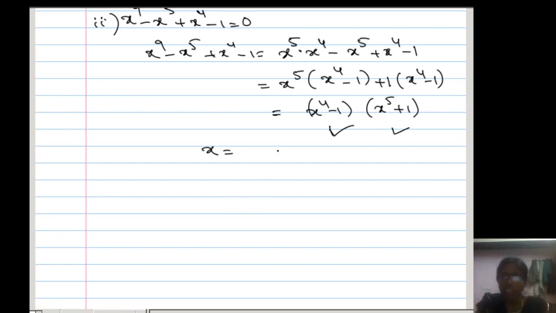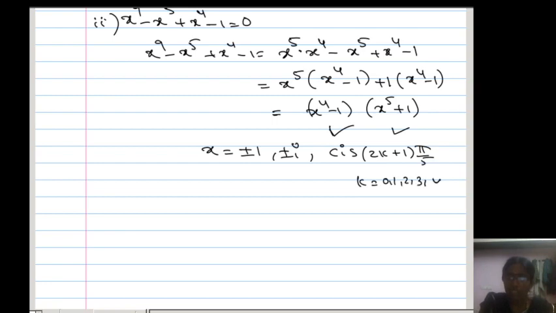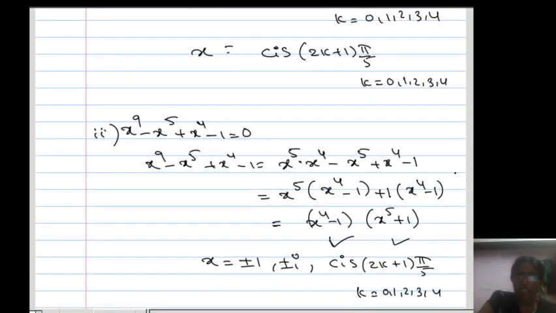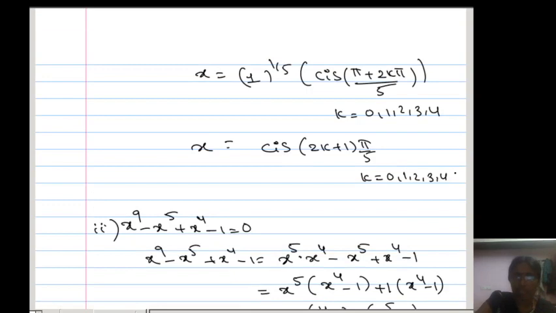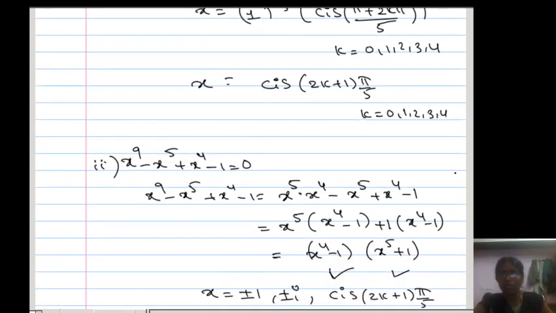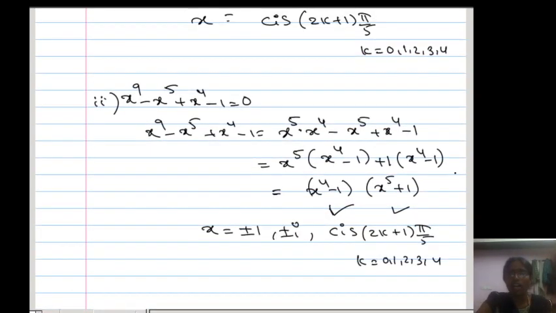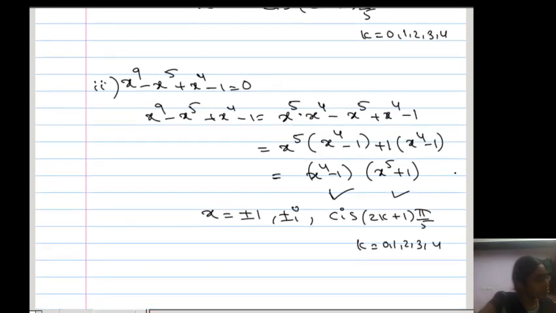So for this, we already did the first problem, that is plus or minus 1 and plus or minus i. Next, for this, what you studied, cis of (2k plus 1) pi by 5 where k is equal to 0, 1, 2, 3, 4. In total how many did you get? 5 plus 4, 9 solutions. So this is a combined equation, the combination of these are all our required solutions.